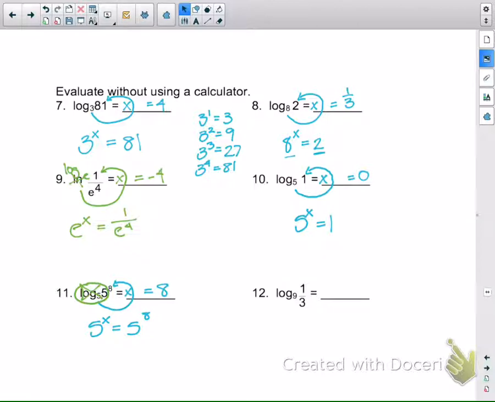One more with 12, and then we'll flip the page and finish up there. 12 is asking me 9 to what power gives me 1/3. Well, this one's kind of tricky. 9 to what power would give me 3?